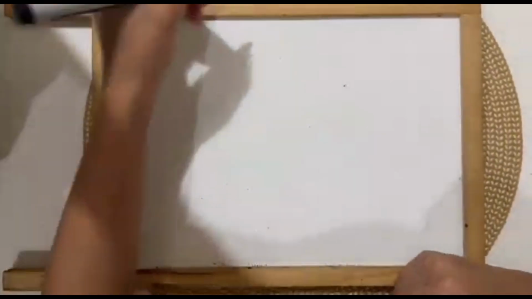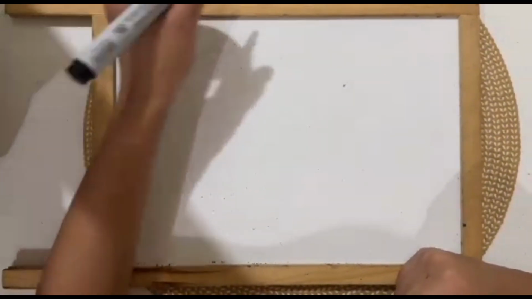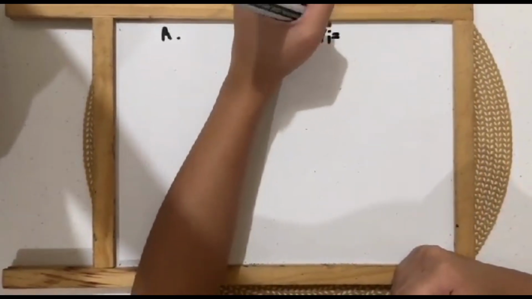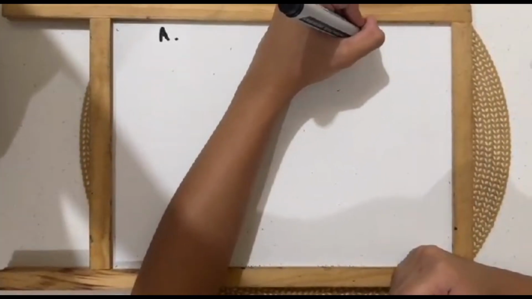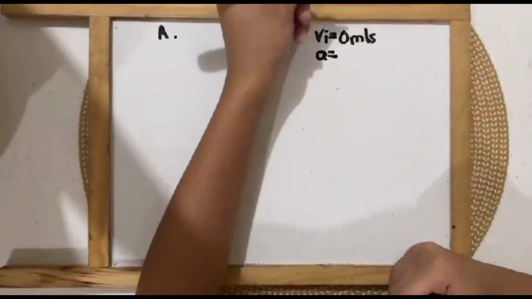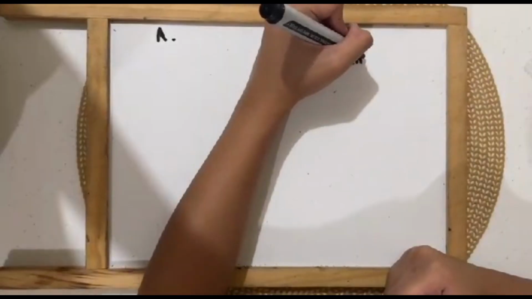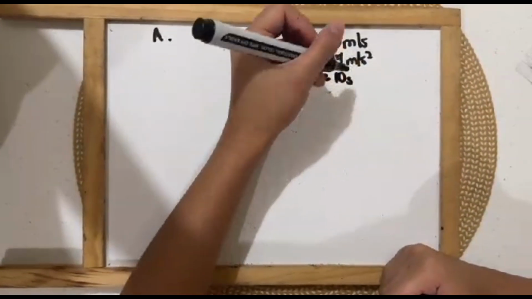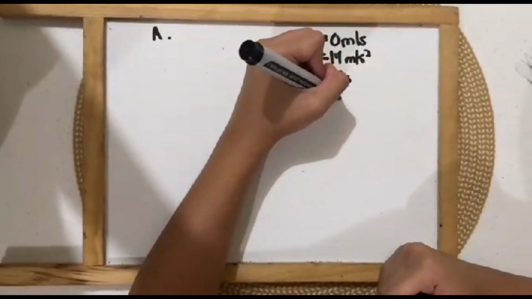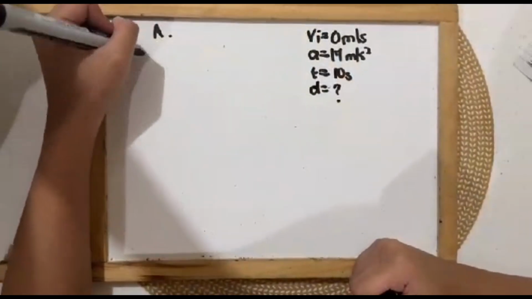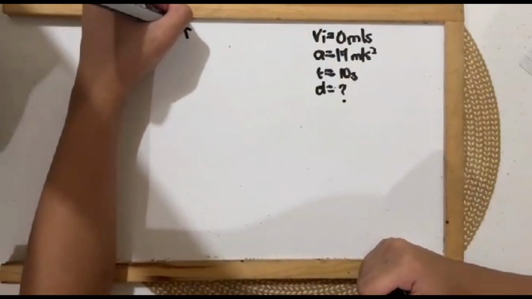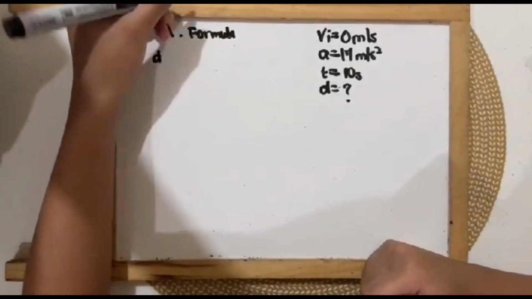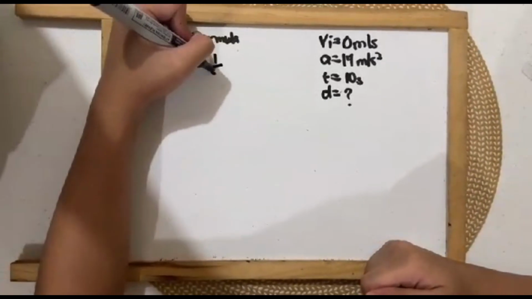Same procedure as the last one. First, identify the givens. Accelerated from rest, which means the initial velocity is equal to 0 meters per second. Next, the acceleration itself is 17 meters per second squared and the time is 10 seconds. Now, the formula that we are going to use, since we are finding the position of the car at the end of 10 seconds in letter A, is D equals Vi t plus 1/2 a t squared.